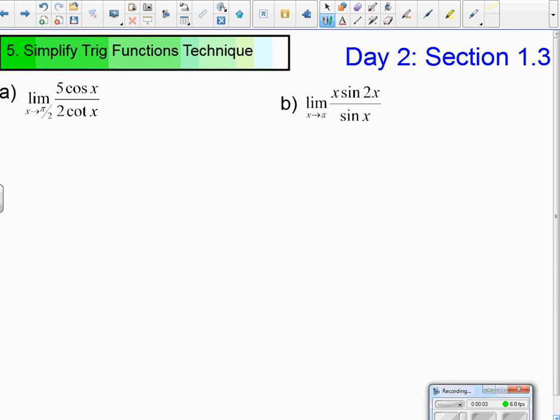Looking at section 1.3, day 2. So chapter 1, section 3, day 2. Let's start with problem number 5 in our notes and go through how to simplify these trig functions.